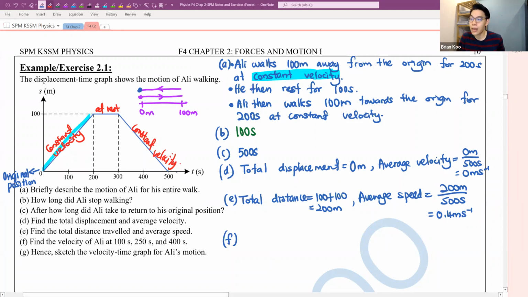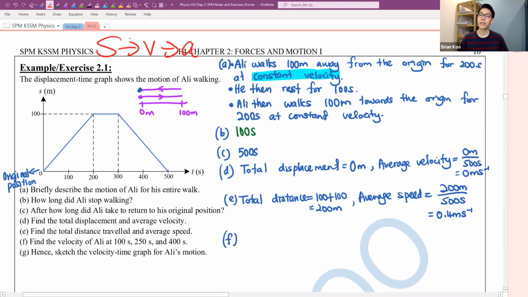Next one, F. Find the velocity of Ali at 100 seconds. This is when I will do this: S to V to A. Must remember this. What graph you have, you circle it. This is what I will do in every single question.